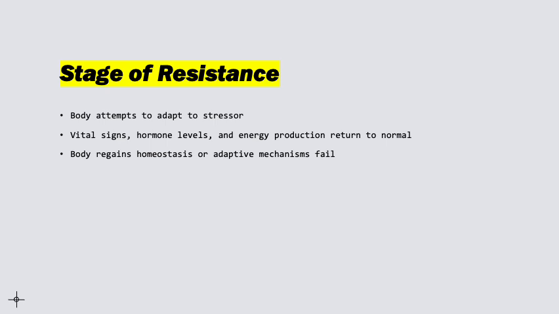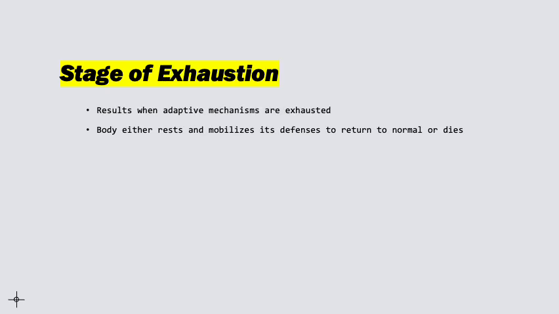If the stressor is prolonged or strong enough to overwhelm the body's ability to defend itself, and this would be the case of a severe injury and bleeding or a major illness like cancer or a heart attack, then the adaptive mechanisms become exhausted. In the stage of exhaustion, exhaustion results when the adaptive mechanisms can no longer provide defense. This depletion of resources results in damage to the body in the form of wear and tear or systemic damage. Without defense against the stressor, the body may either rest and mobilize its defenses to return to normal or reach total exhaustion and die.